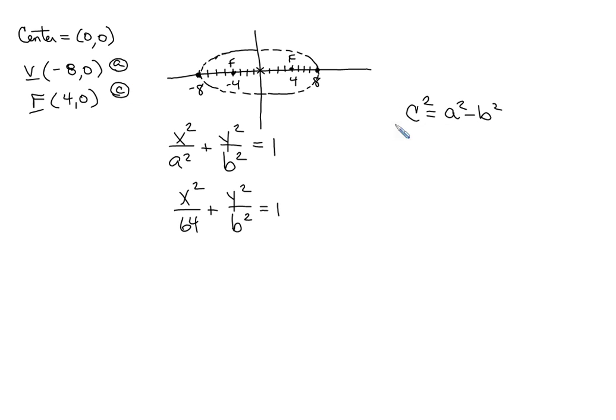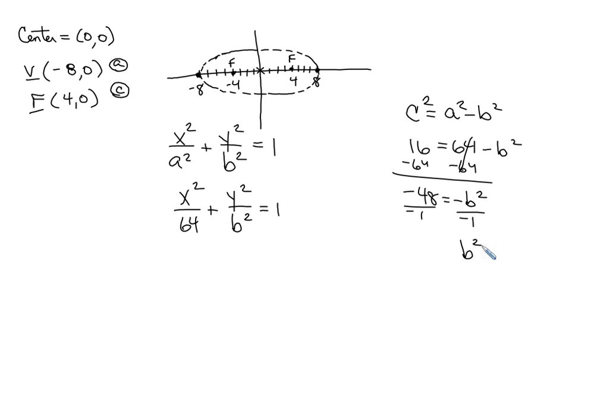So c is 4. Right? We went 4 each way for the focus. So that's 16 when you square it. Equals a squared minus b squared. And now we can solve for b squared. So minus 64. That's negative 48 equals negative b squared. Divide by negative 1, and that makes b squared equal to what?